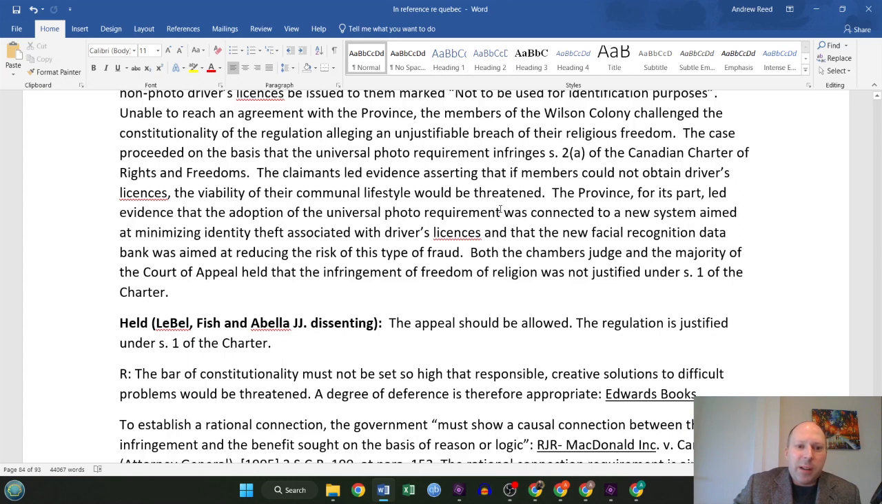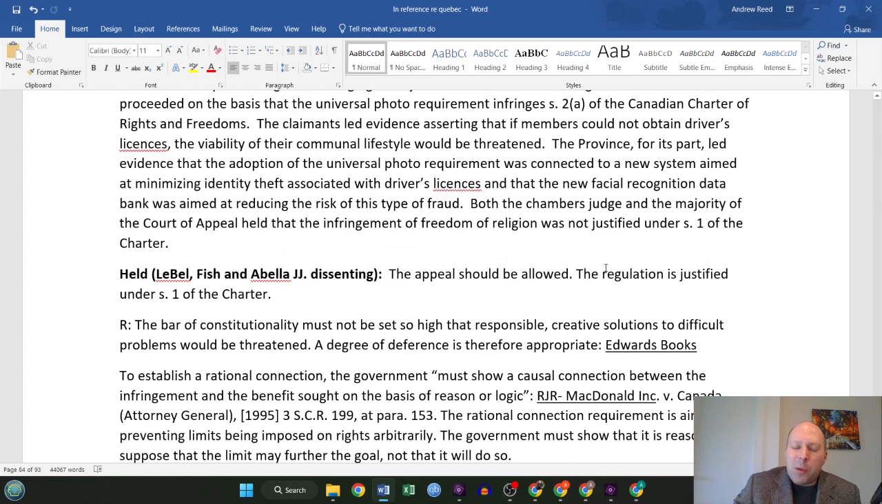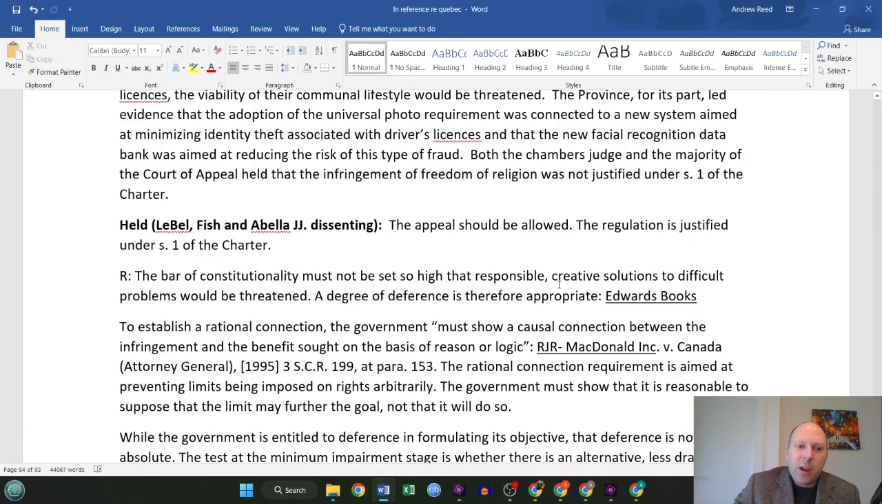Alberta gave evidence that the adoption of the photo requirement was connected to a new system aimed at minimizing identity theft associated with driver's licenses, and that the new facial recognition data bank was aimed at reducing this type of fraud. So both the initial judge and the Court of Appeal held that the infringement of the freedom of religion was not justified under Section 1 of the Charter.